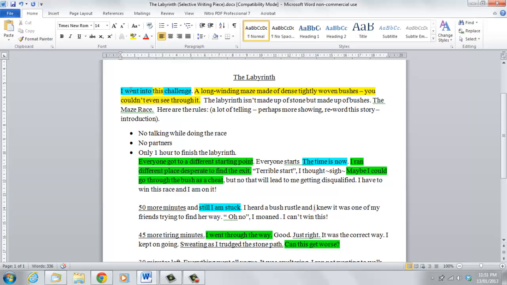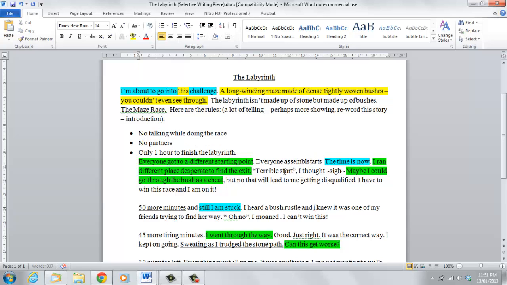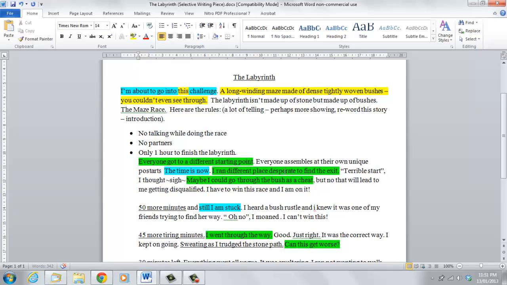Okay. So what I would do is I'm going into this challenge. I'm about to go into this challenge. A long winding maze made of tightly woven bushes you couldn't even see through. Everyone assembles at their own unique point. Okay, that means everyone starts at their own place. The time is now. I ran different place, desperate to find the exit.